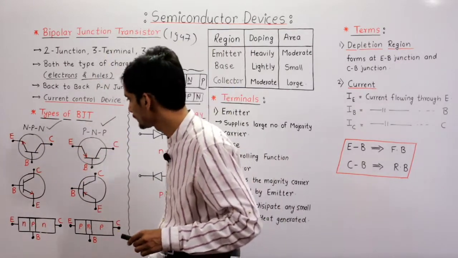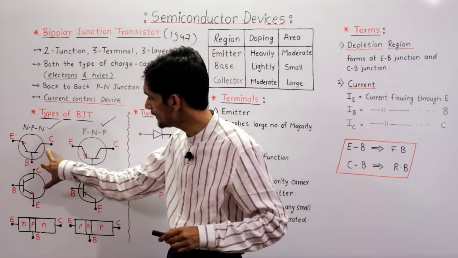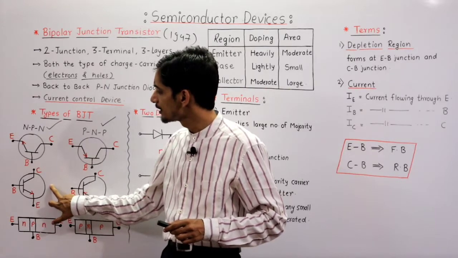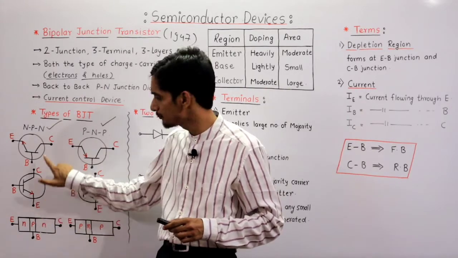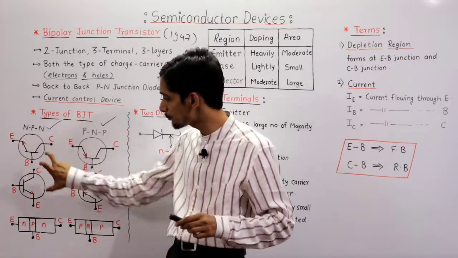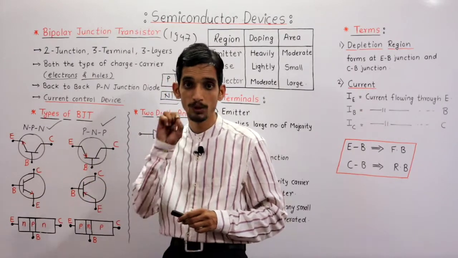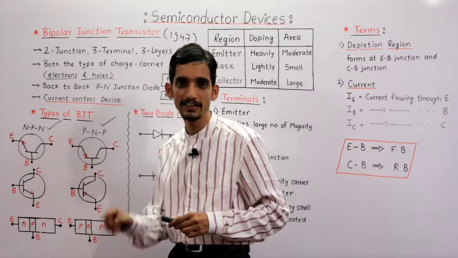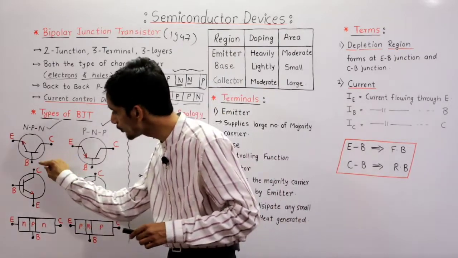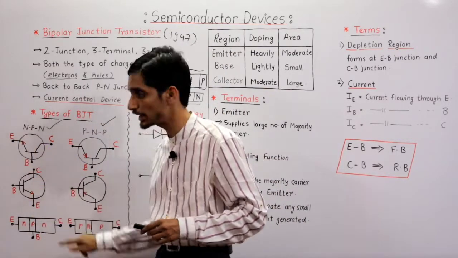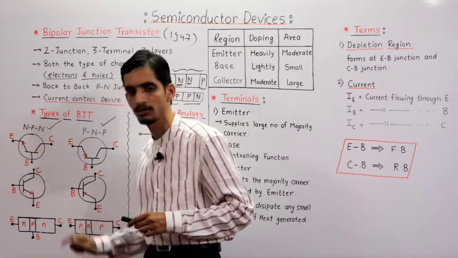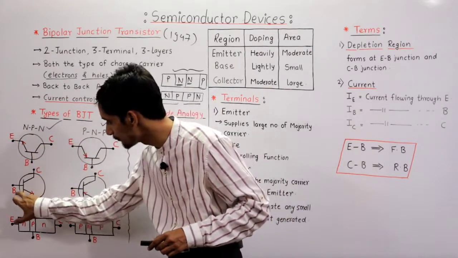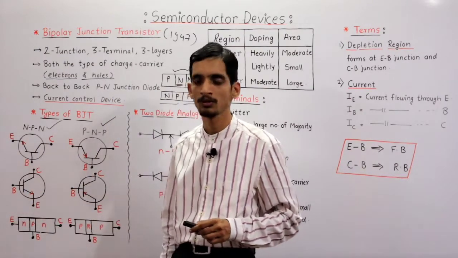Next, this is also an NPN transistor, but it is drawn in a different manner as compared to this. Working of both is the same. One more important point, if you observe the direction of current flow in an NPN transistor, current flows from the base to the emitter. That's why this arrow is outward. It means the current is flowing from base to emitter.